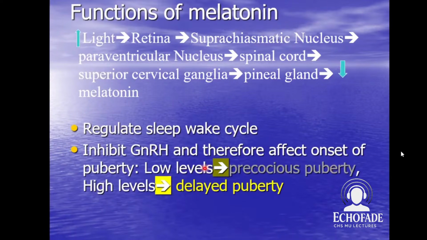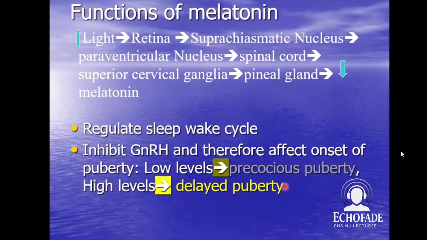If we have very high levels of melatonin, then we have delayed puberty because there is a lot of inhibition of gonadotropin releasing hormone, and therefore inhibition of the release of luteinizing hormone and follicle stimulating hormone. So the follicle stimulating hormone, which is supposed to stimulate the ovary to start the cycle, now will be reduced, and that's why you have delayed puberty.